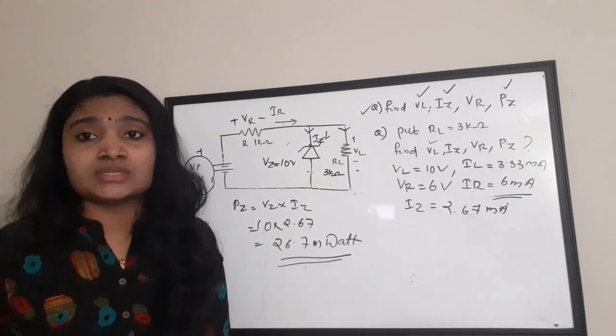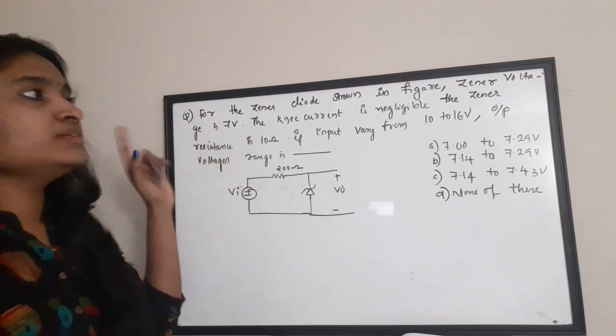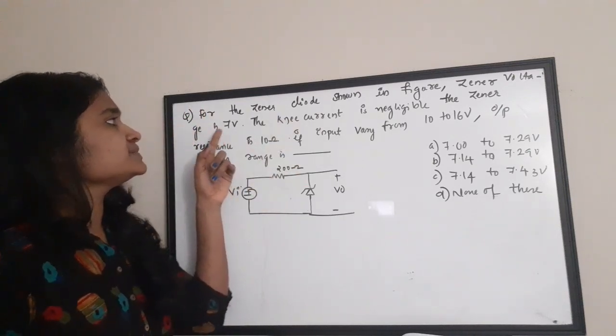So let us see another question. For the Zener diode shown in the figure, the Zener voltage is 7 volt.